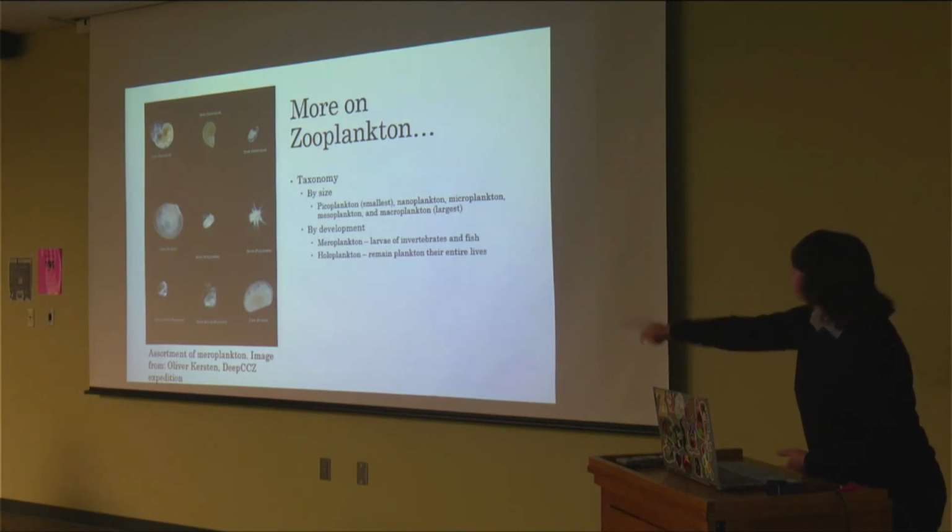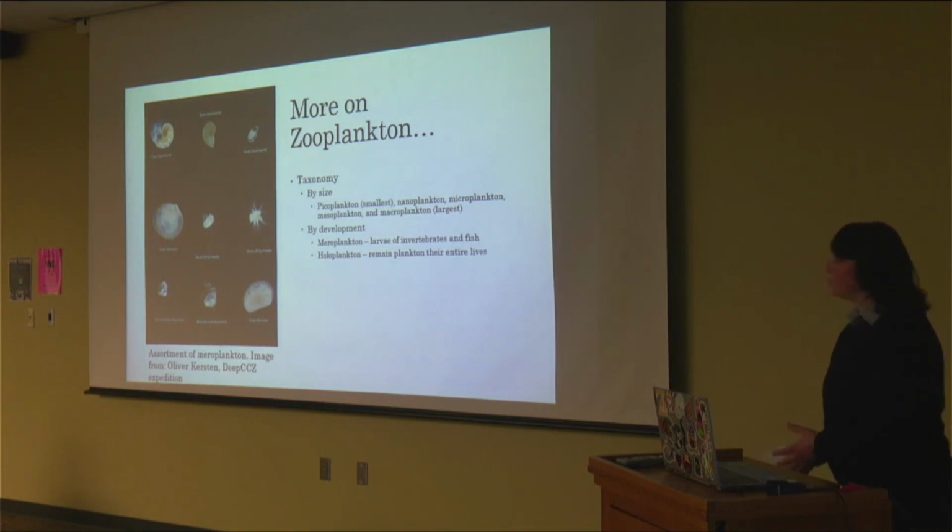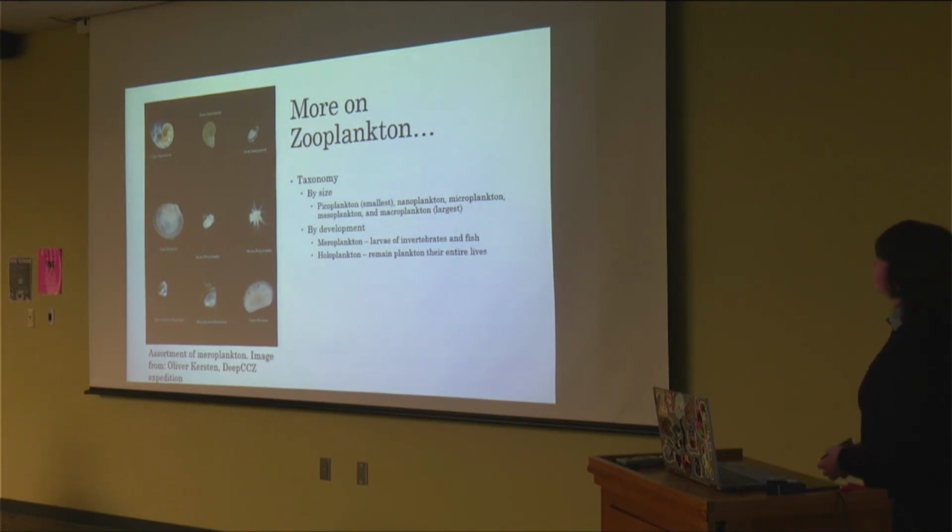I actually have a picture here of some meroplankton. Some of them you might recognize yourself. At the very top are some snails, and then we have clams in the middle on the left, followed by two sets of worms, and then a couple of rhizomes at the bottom and another clam.